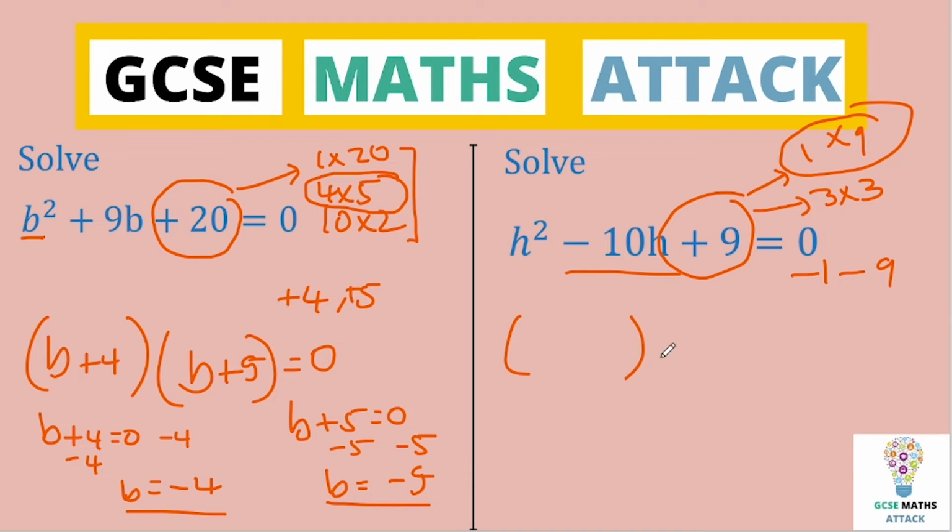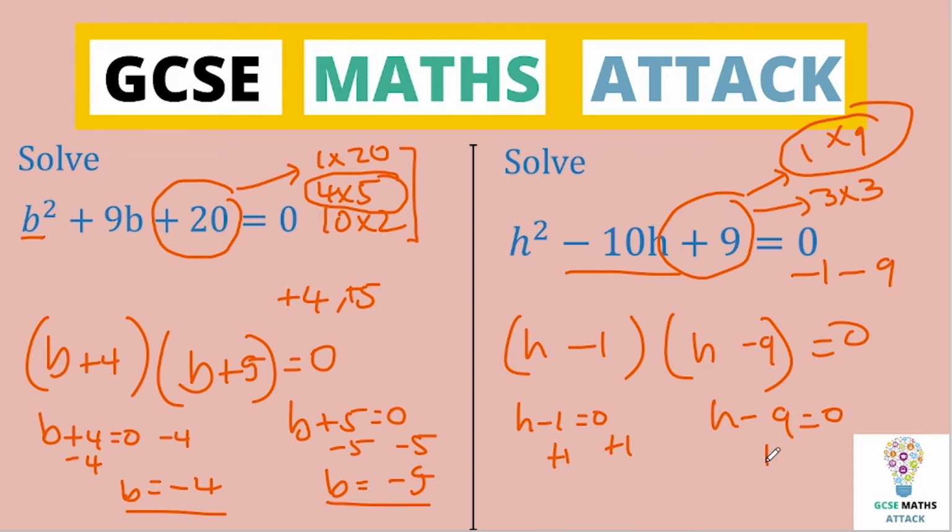So I know I have my brackets over here. Since we're using h, it will be h, negative 1, and h, negative 9 equals 0. H minus 1 equals 0, or h minus 9 equals 0, plus 1 on both sides, plus 9 on both sides, h equals 1, or h equals 9. And those are your two solutions to the equation.